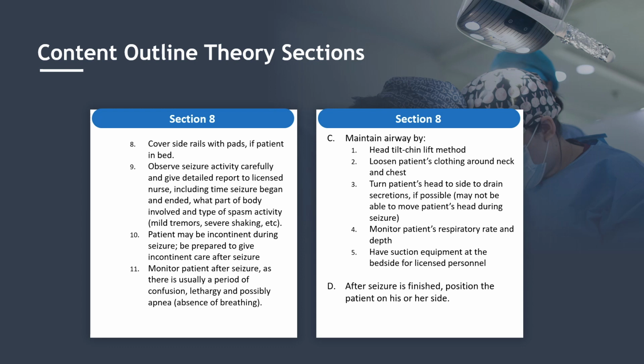Monitor the patient after the seizure, as there's usually a period of confusion, lethargy, and possibly apnea. Maintain airway by the head tilt, chin lift method. Loosen patient's clothing around neck and chest. Turn patient's head to the side to drain secretions. Monitor patient's respiratory rate and depth. Have suction equipment at the bedside for licensed personnel. After seizure is finished, position the patient on his or her side.